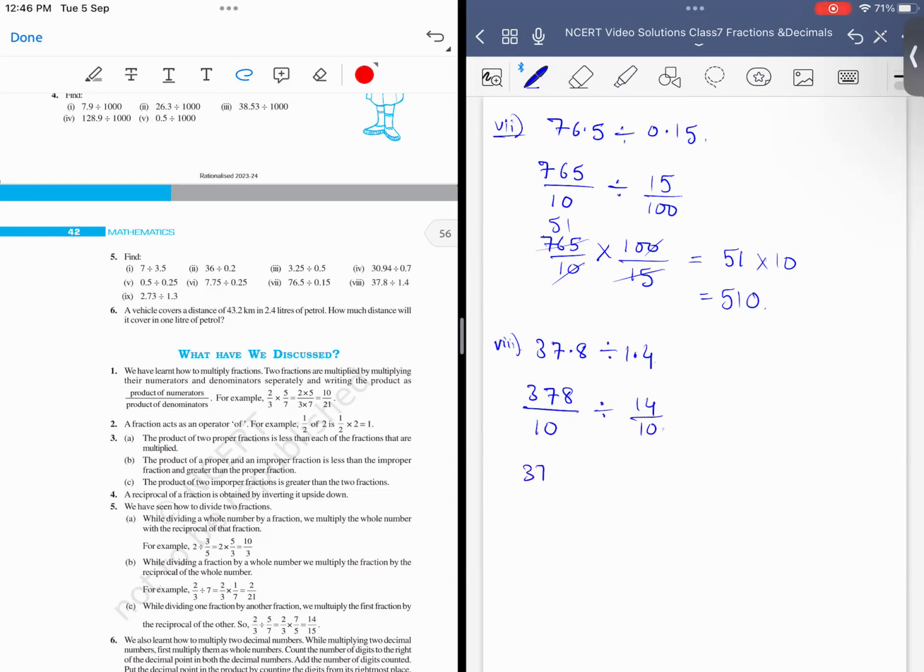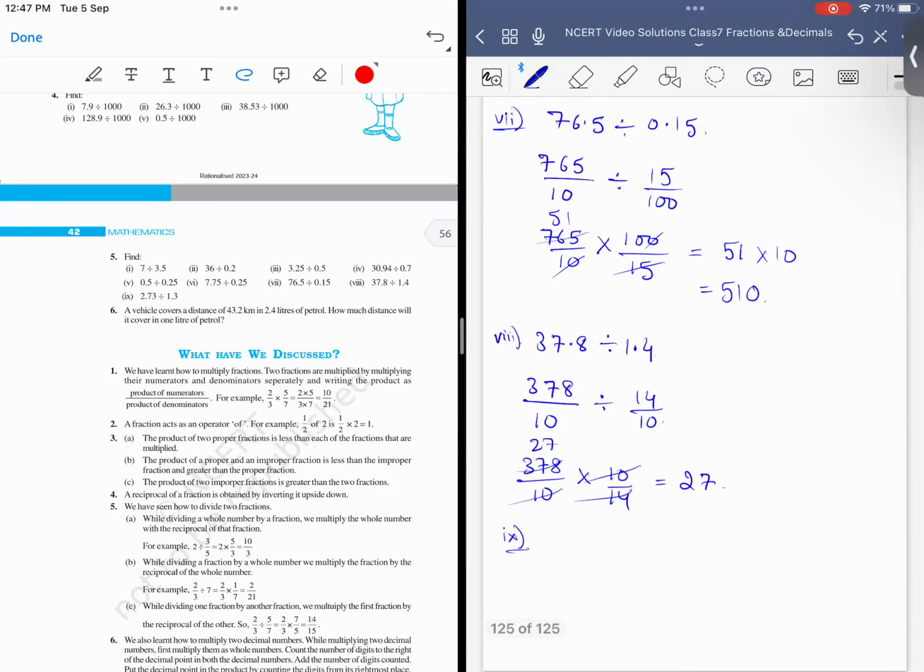To perform the division, 378 upon 10 multiplied by 10 upon 14. This can be factored out, and see here, 378 and 14 can be factored out how many times? So that is around 27 times. So what is the final result? 27. Likewise, the ninth question, it is saying 2.73 divided by 1.3.